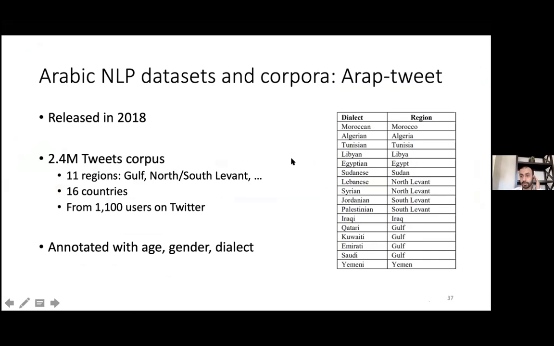Another dataset is ArabTweet. It was released in 2018. It contains about 2.4 million tweets from 11 regions in the Arab world, covering 16 countries. The corpus was collected from 1,100 users on Twitter. Also, the corpus is annotated with age, gender, and dialect. So for each tweet, you know the age of the person, the gender, and their dialect.